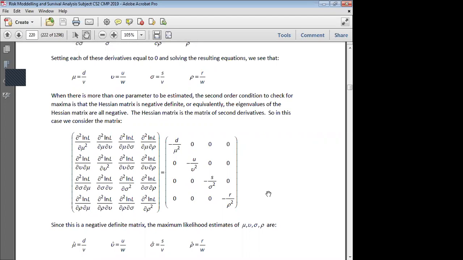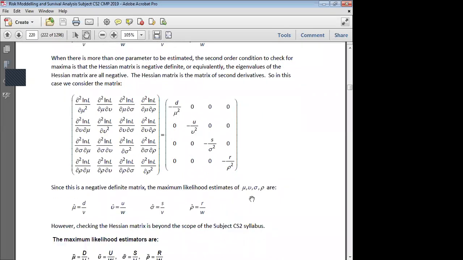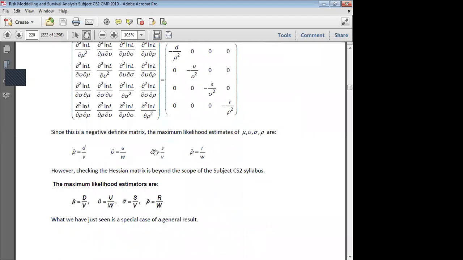But just to tell you guys, when we say that the eigenvalues are negative, it just means that the process won't go on and on forever. It will settle down and become stable. So there will be stable solutions which will exist. That is why you need these Hessian matrix eigenvalues to be all negative, and that happens in this particular case. So yes, these are the estimates that you get for each of these parameters.